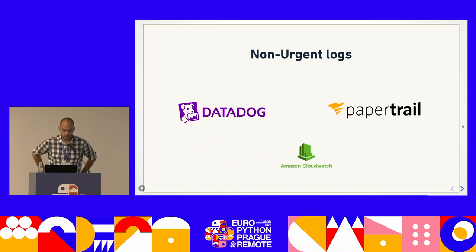For non-urgent logs, there are plenty of services outside. And if you use some cloud-based deployment like Heroku or AWS, it's usually a bad idea to store files on the operating system where you put the logs. It's usually a better idea to use some cloud service like Datadog to have a good interface for querying, because that's what's important when you have your logging.